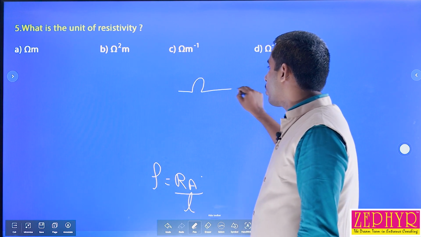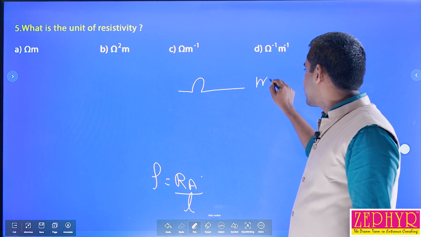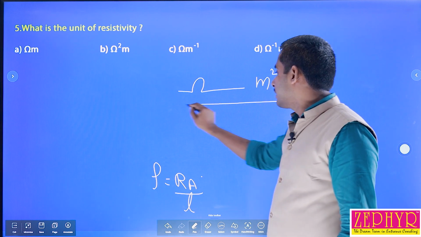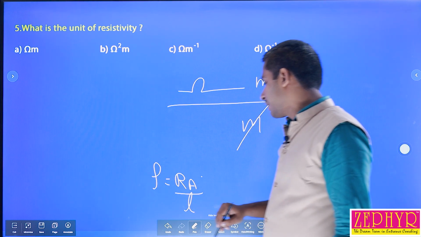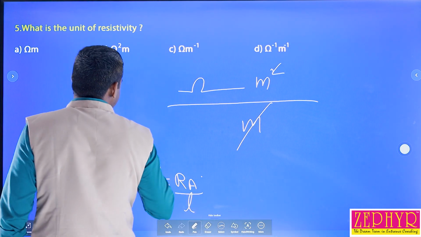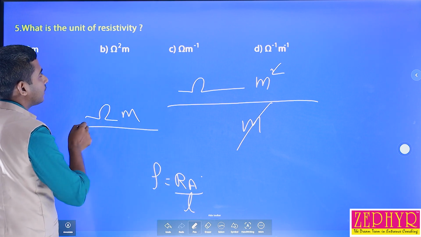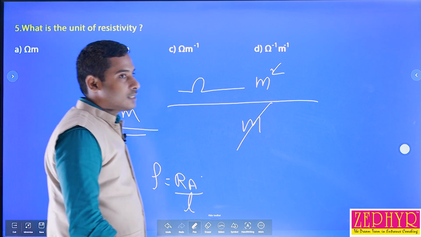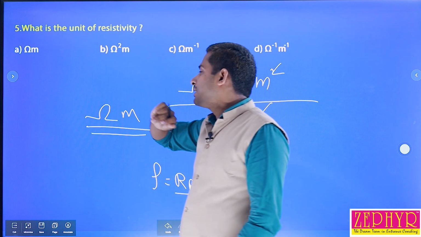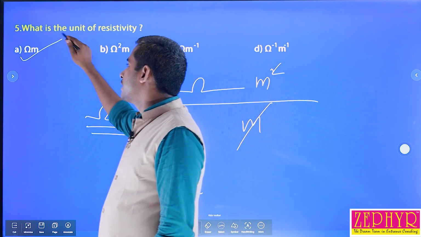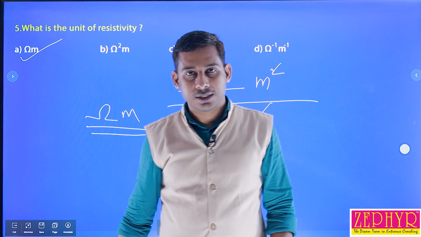R is ohm, area is meter square, length is meter. So m and m square will get cancelled. The remaining term will be ohm meter. So dear students, the SI unit of resistivity is ohm meter. That is nothing but the first option, that is the correct answer.